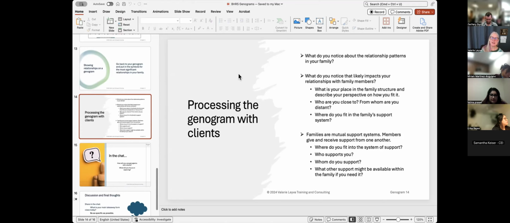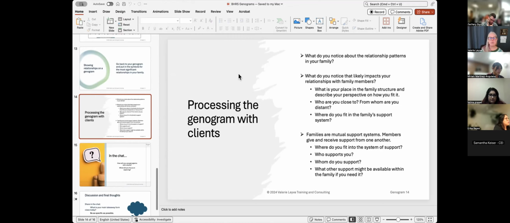Genograms are also developed in a milieu of family dysfunction, so it doesn't focus on strengths. So you kind of have to make yourself aware of strengths and ask questions about strengths, and maybe even make up your own symbol for strengths. Who supports you? Whom do you support? And what other support might be available within your family if you need it? So that's how to flip this from a deficit perspective to a strengths perspective.